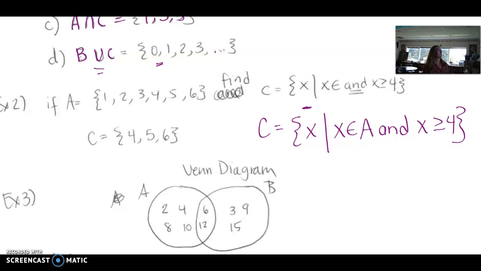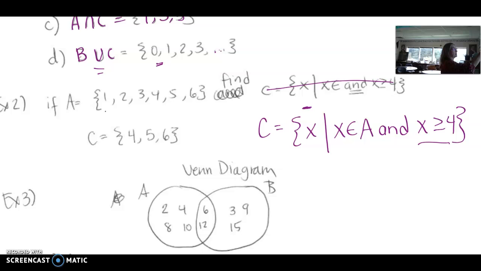Example 2. So we have our set A, which is 1, 2, 3, 4, 5, and 6. And we want to find a set C, I'm going to go down to here, such that we're going to find all values of X, such that X is an element of A, and also X is greater than or equal to 4. Think about what notation I could have used instead of writing the word and. I could have used the intersection. So it has to be in both A and it has to be greater than or equal to 4.